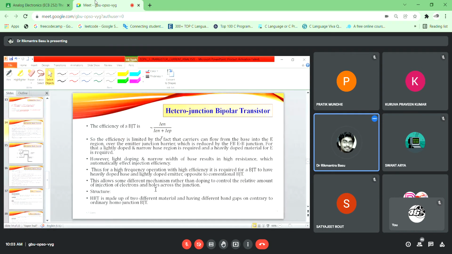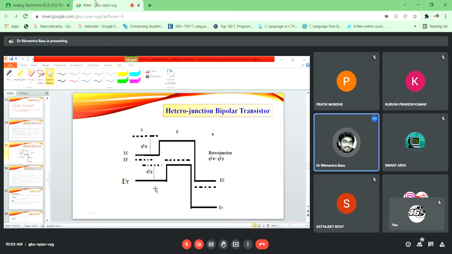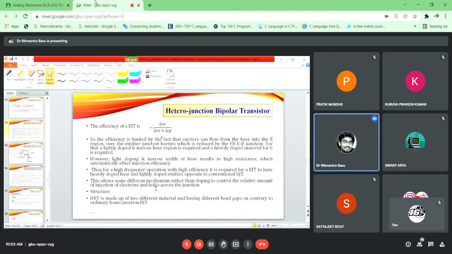Coming to the next one, a little advanced structure of the bipolar junction transistor, namely the heterojunction bipolar transistor, which we would like to explain.